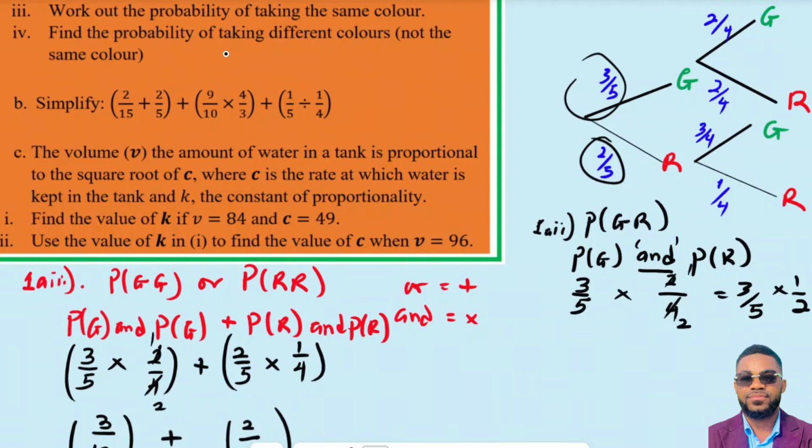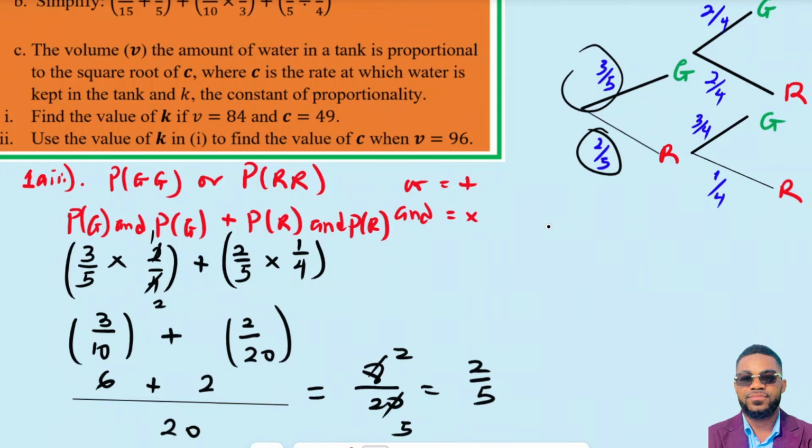Find the probability of taking different colors, meaning not the same color. That's another interesting question. Now, we have 2 ways to get the same answer. I'm going to use the first method, which is very, very easy to use. And we'll talk about the second method when we get to the probability of different colors. So let me work that one here. That's going to be question 1A IV.